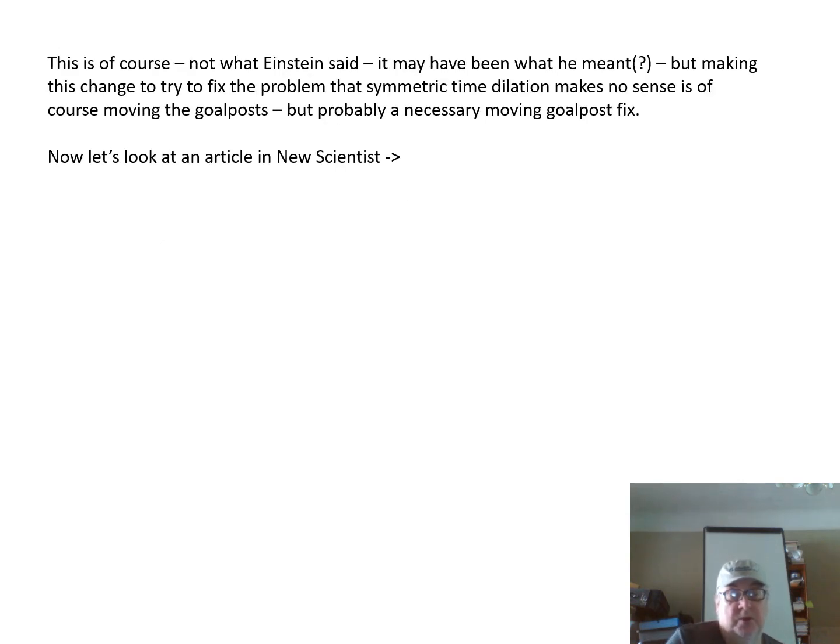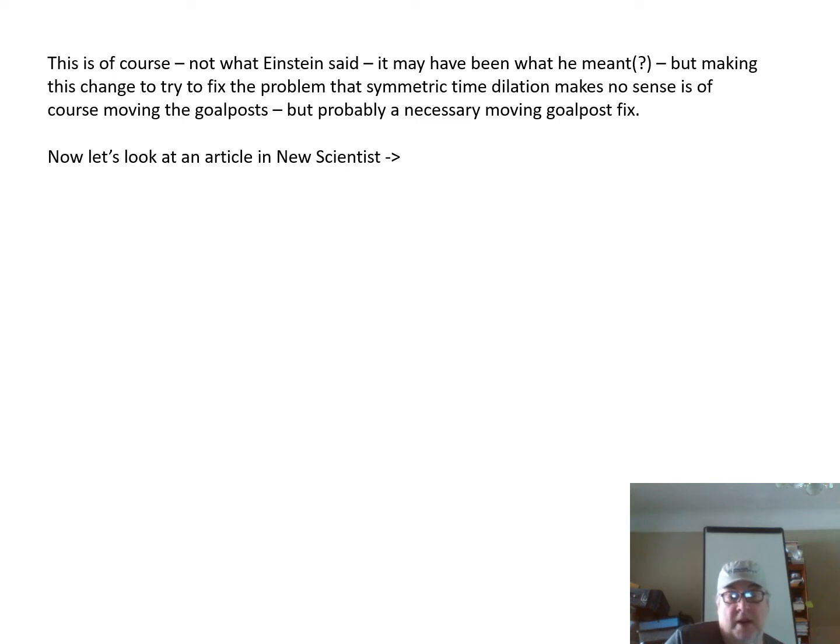This is of course not what Einstein said. It may have been what he meant, but making this change to try to fix a problem that symmetric time dilation makes no sense is of course moving the goalposts, but probably a necessary moving goalpost fix.